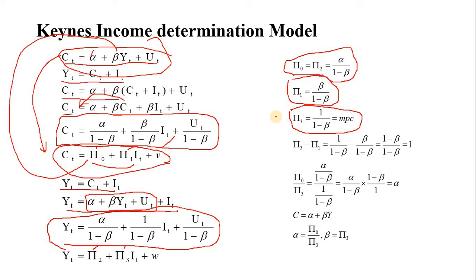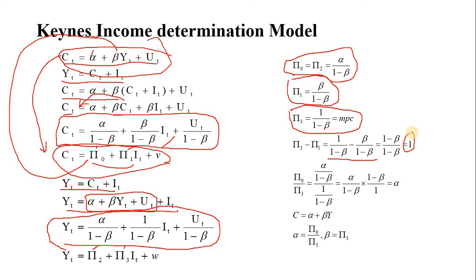Now what you do is subtract pi 1 from pi 3. What do you get? Pi 3 is equal to 1 divided by 1 - beta, and pi 1 is equal to beta divided by 1 - beta. If you subtract, then it is 1 - beta divided by 1 - beta, which is equal to 1.